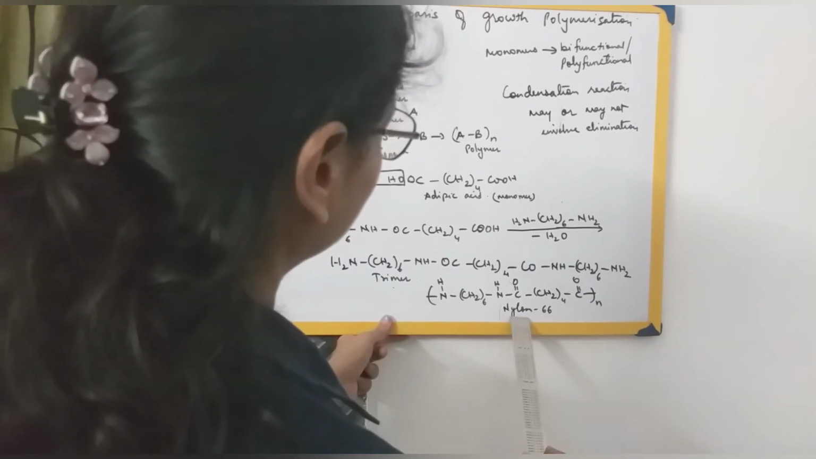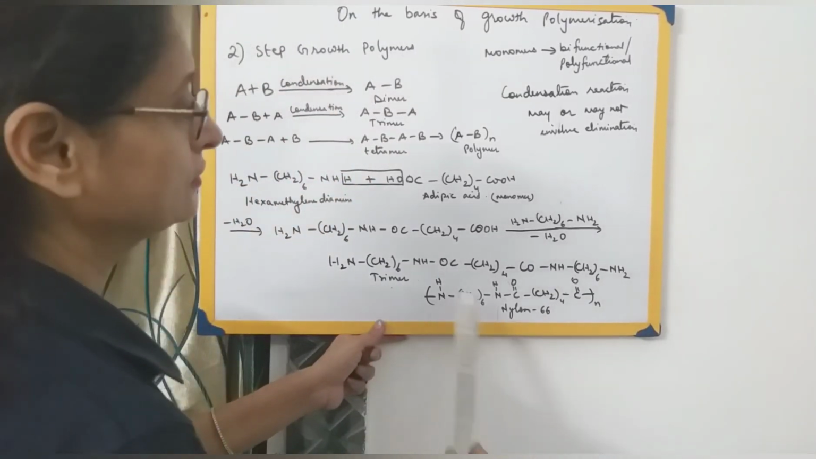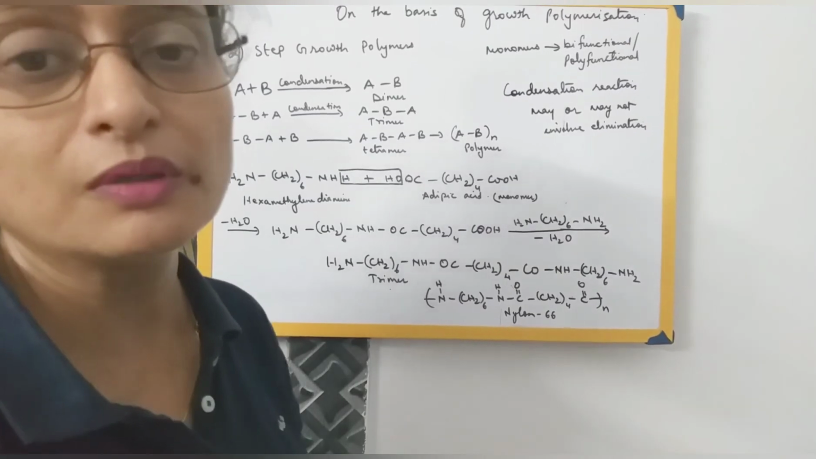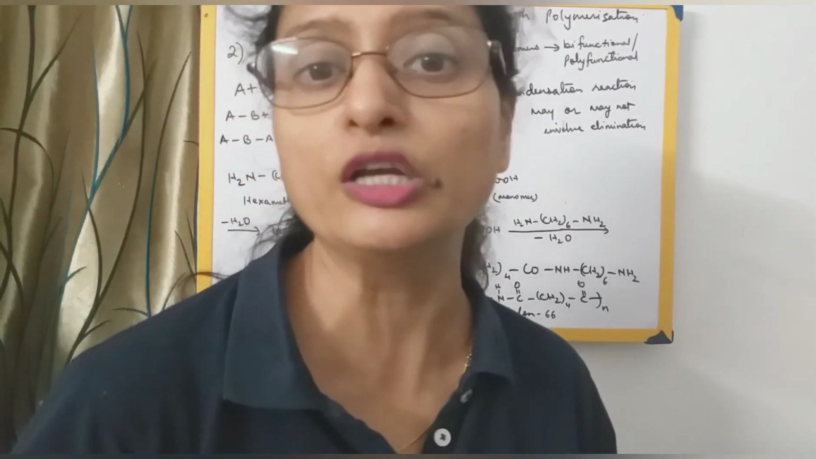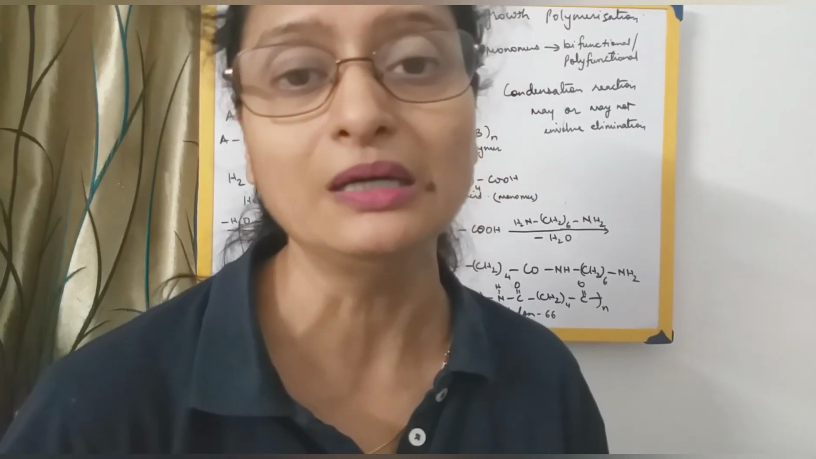The polymer that is obtained over here is nylon 66. So this was the fourth way of classification of a polymer. We have another way which will continue in the next video.